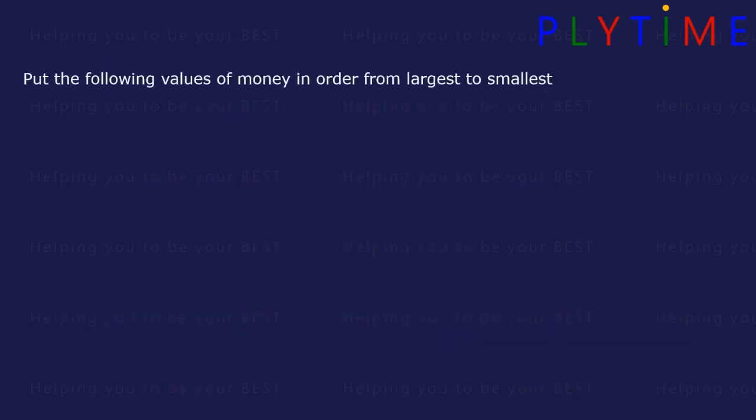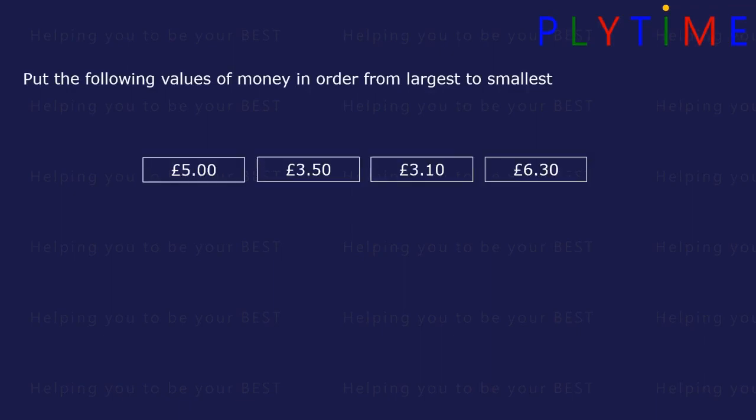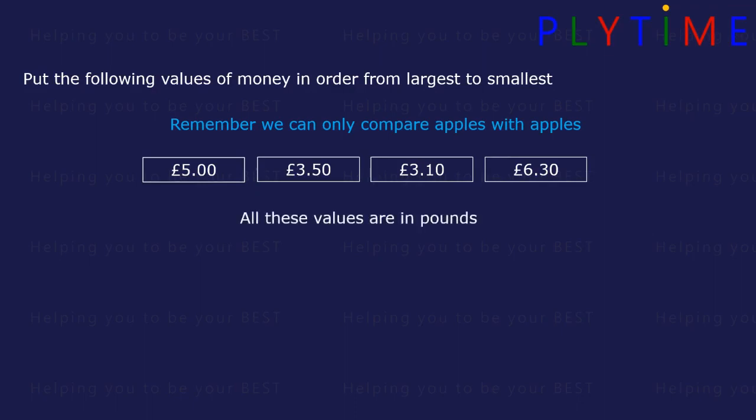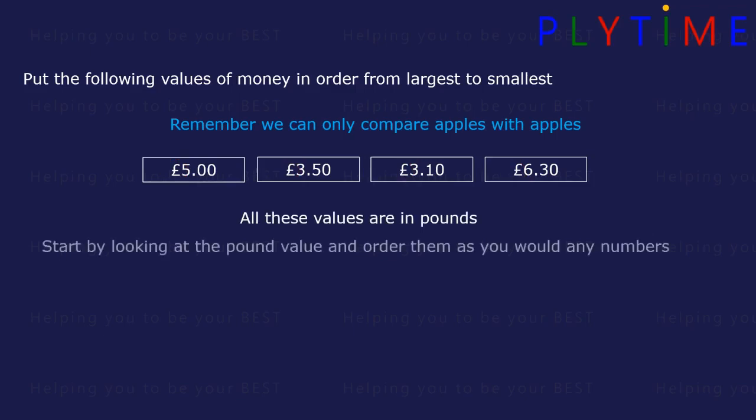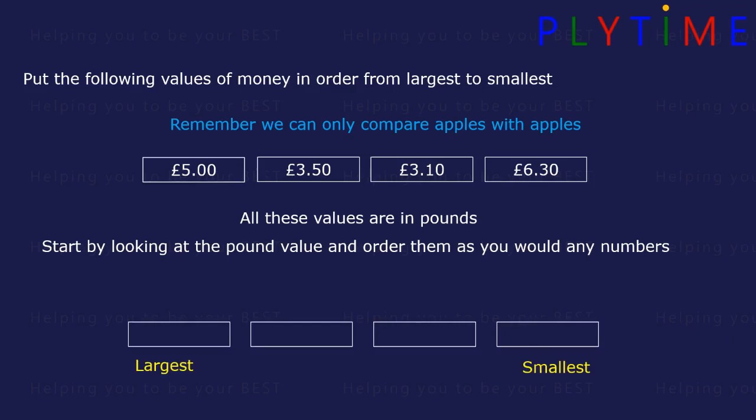Put the following values of money in order from largest to smallest. Remember, we can only compare apples with apples and all these values are in pounds. They have the pound sign. So start by looking first at the pound value and order these as you would any numbers. Notice it says from largest to smallest this time.